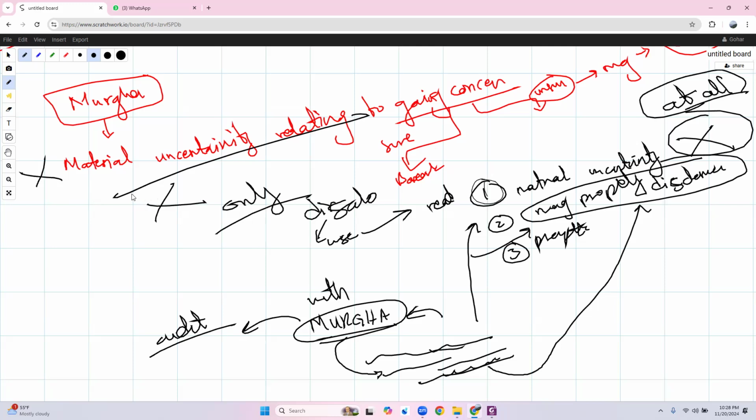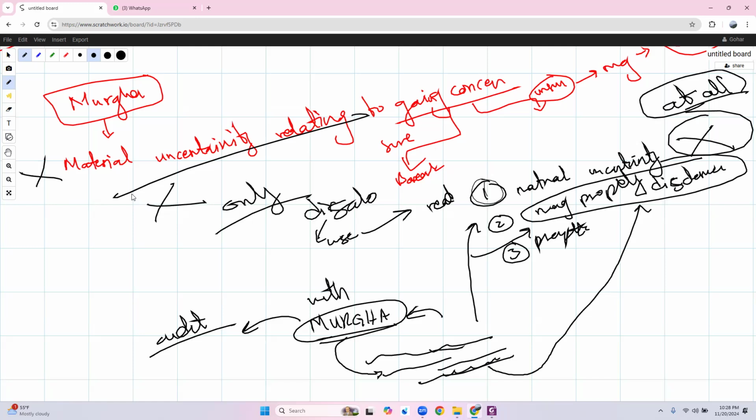Got it? Wait, one second. So if the management does not disclose, and if they don't disclose, right? Yes. It will not be added. No. Murga paragraph will not be added to the audit report then.